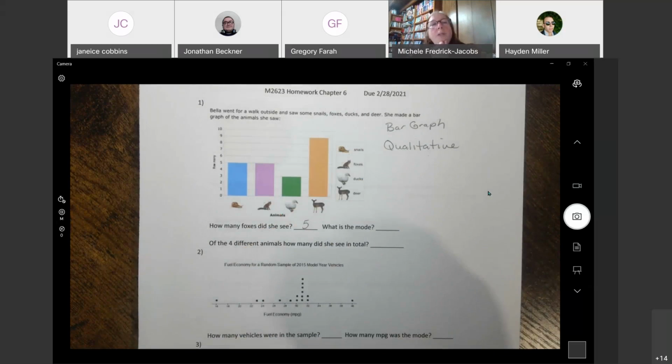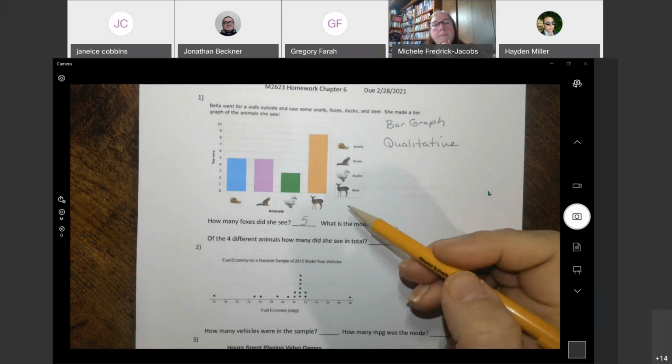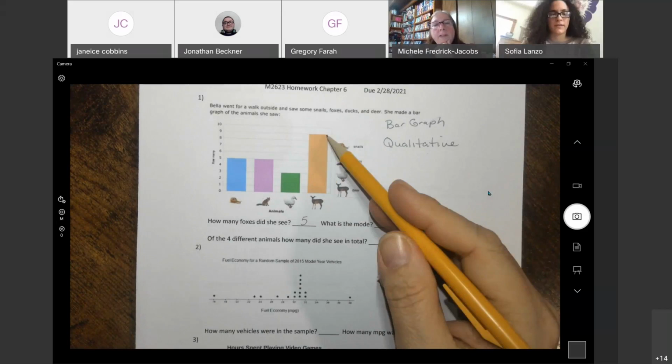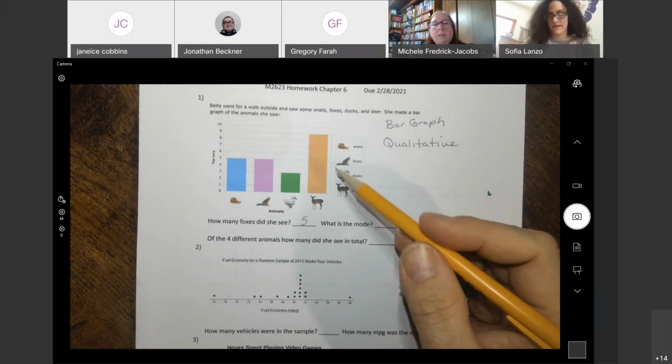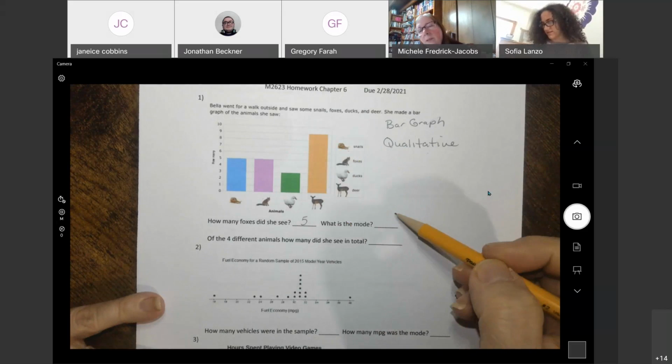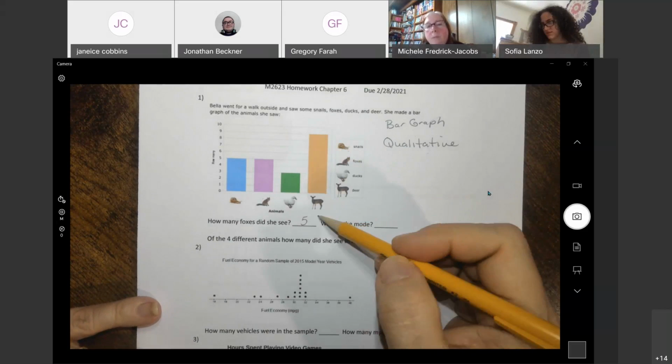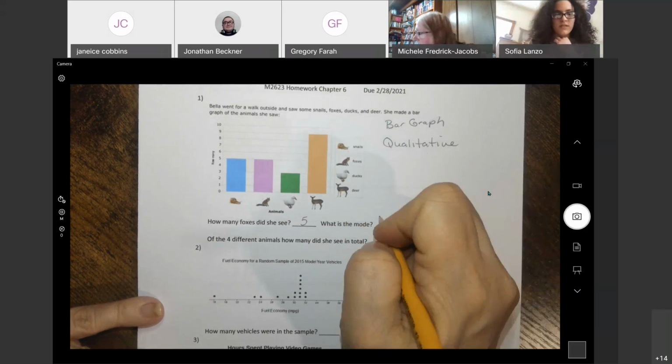What's the mode? Mode is most often, so you'd want to know which animal she found the most. And that would be the deer, because she saw 9 of them. So you want to be careful. A lot of times students want to put 9 for the mode. 9 is how many she saw, but what she saw the most was the deer.